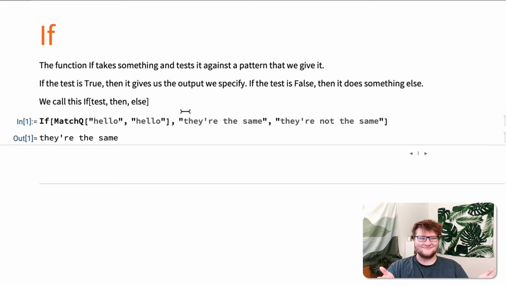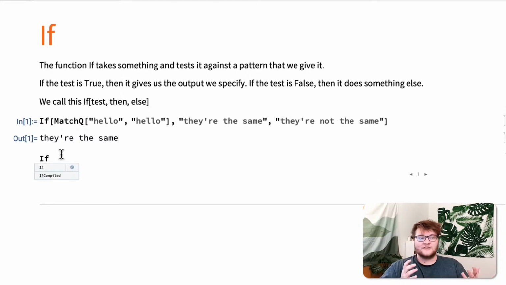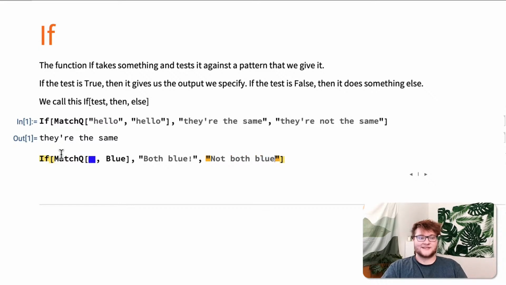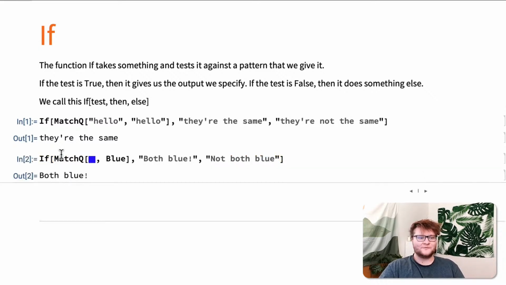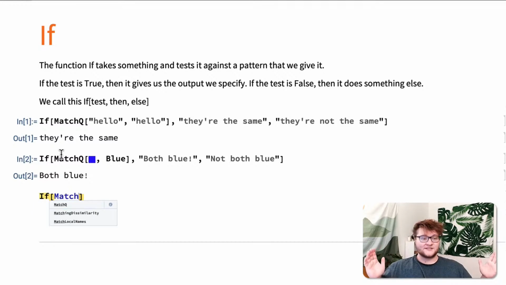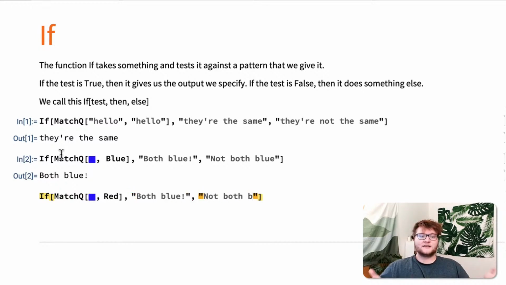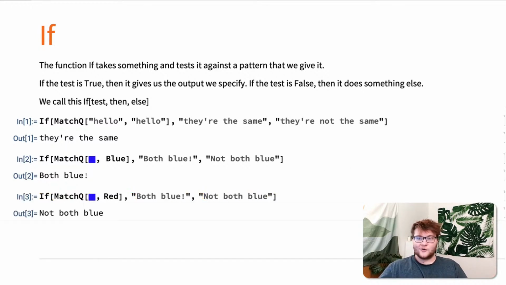These two things are the same, so we're going to get they're the same. If we try something a little bit trickier, so we say match Q of these two things, which are both blue, but presented in different ways, it's going to give us both blue, because that's what we asked it to do if the test was true. If we give it two things that are definitely different, blue and red, it's going to return that that's false, and then the if statement will return that these are not both blue.